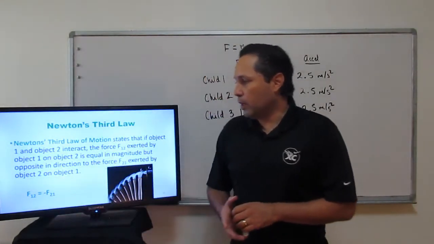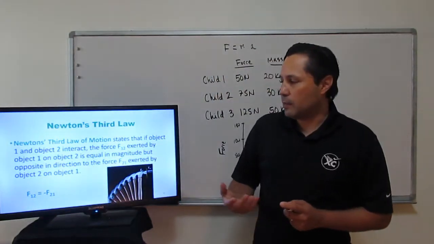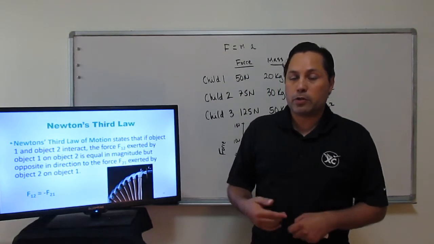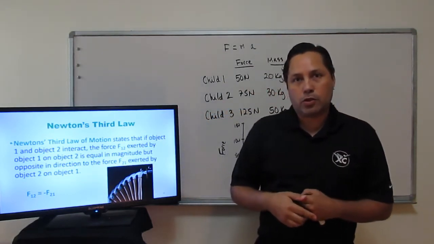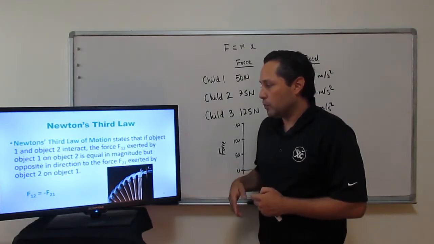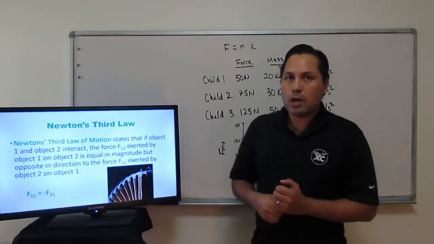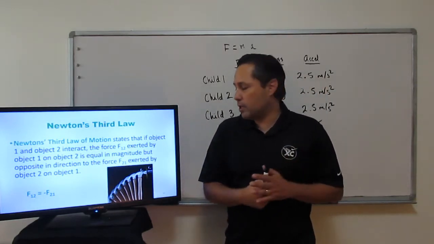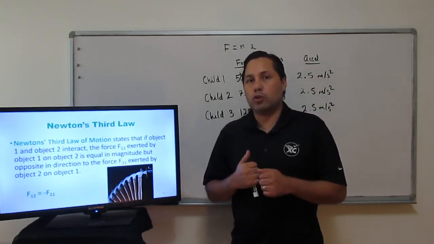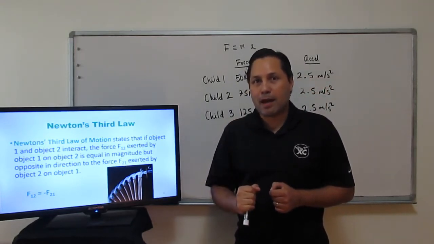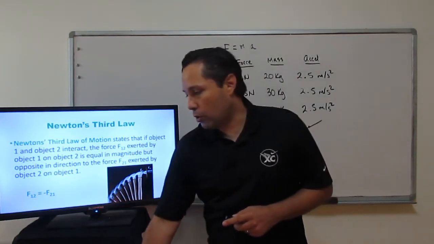So here's our formula, and essentially we're saying they are equal to each other except that one of them is opposite in direction. So if I apply a force this way, I'm going to get another force in the opposite direction with equal magnitude. In the case of our picture right here, we have a hammer striking a nail. The hammer is providing a lot of force as it hits the head of the nail. How much force does the hammer receive in return? The answer is the same magnitude in the opposite direction. So that's Newton's third law.